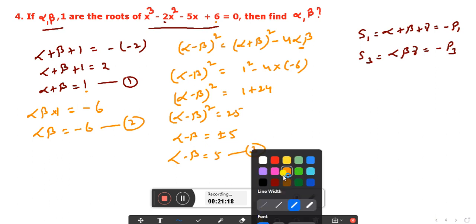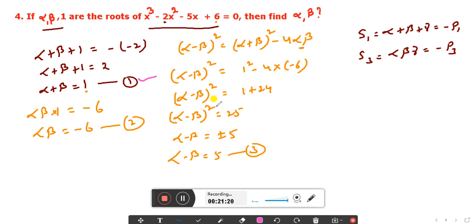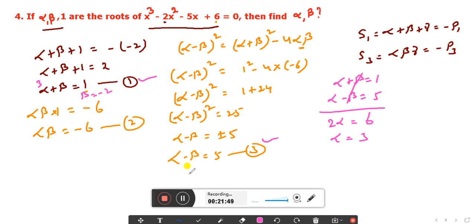When you solve the first and third equations, alpha plus beta equals 1 is the first equation, and alpha minus beta equals 5. When you cancel, 2 alpha equals 6, so alpha equals 3. When alpha is substituted in the given equation, that is 3 here, and when you send 3 to the right side, that becomes minus 2. So beta equals minus 2 we can get. And when you substitute in alpha minus beta equals minus 5, you can get another value. This is about the fourth question.